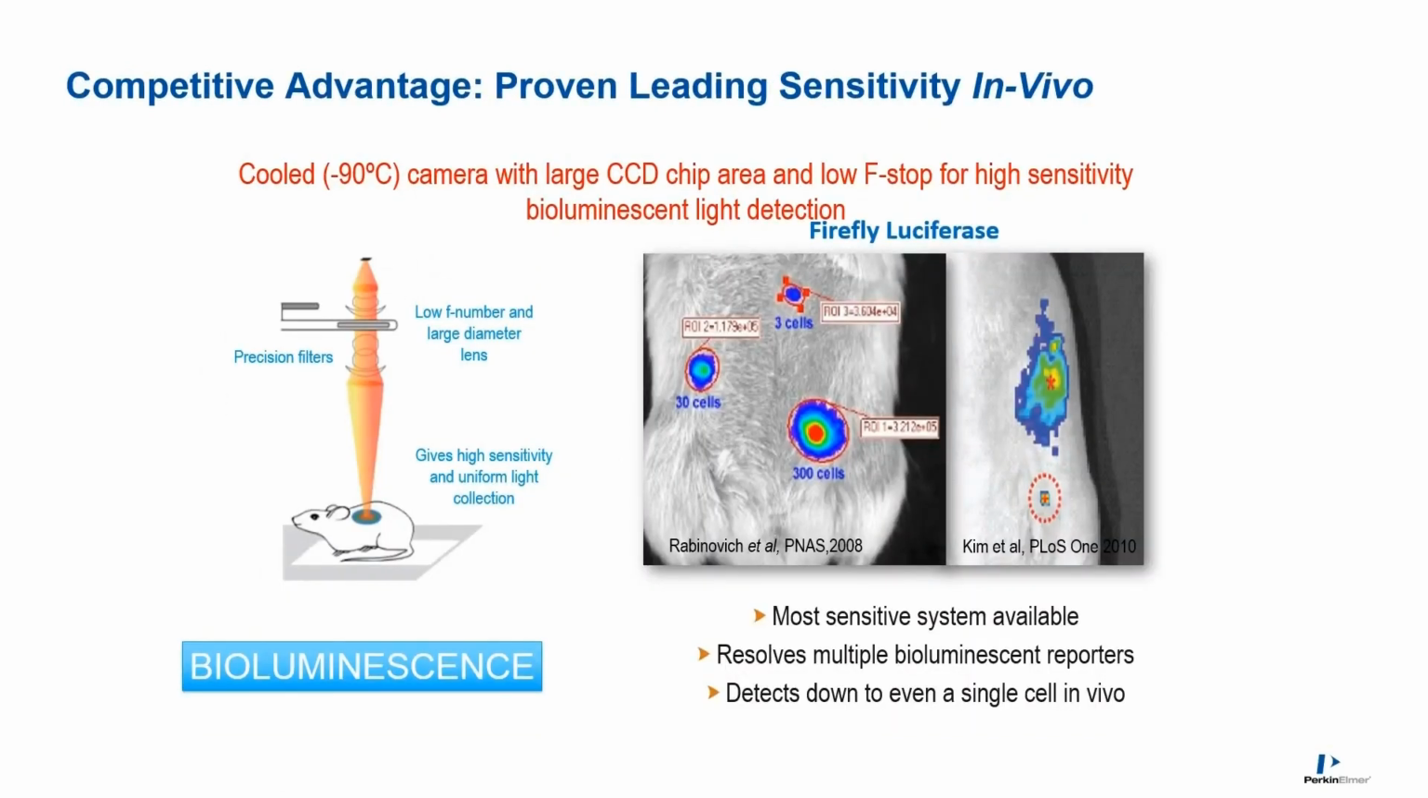Right. No other imaging system has come close to the in vivo sensitivity in terms of bioluminescence imaging. This is because our proprietary IRIS camera can be cooled to minus 90 degrees Celsius, and this allows us to detect down to a single cell that is able to produce light within the animal. Okay, and this has been shown in publications. Right? And here, we have a mouse injected with different cell numbers, and you can see that the amount of light that was detected is directly proportional to the cell number.